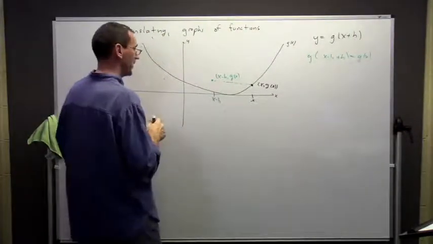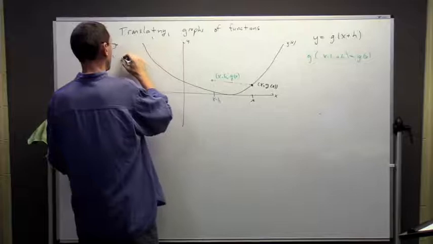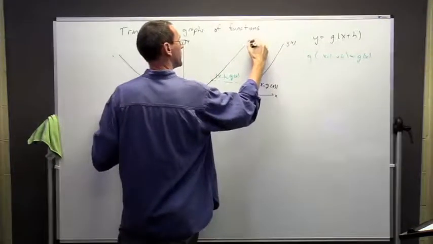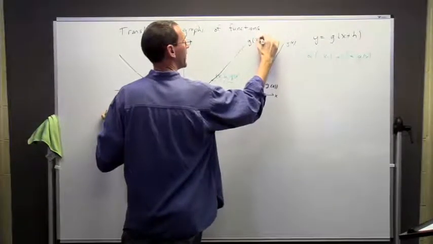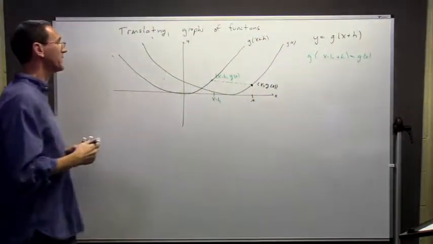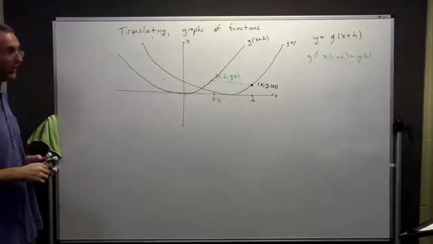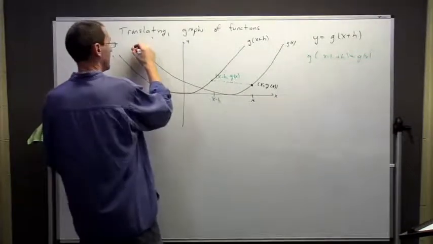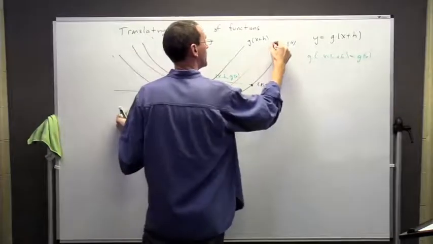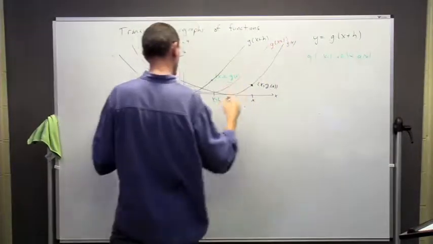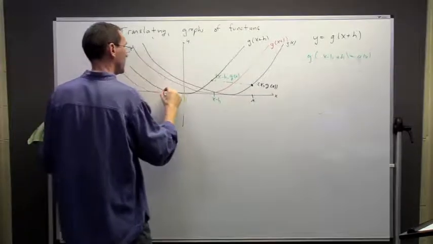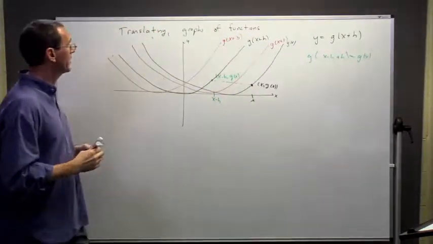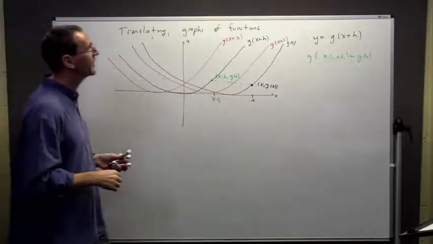And what ends up happening then is this is going to be, say, g of x plus h. And remember, h is a positive number, and it just shifted my graph to the left. So for example, if I have g of x plus 1, g of x plus 2, say g of x plus 3, I'm going to get graphs that look like this.